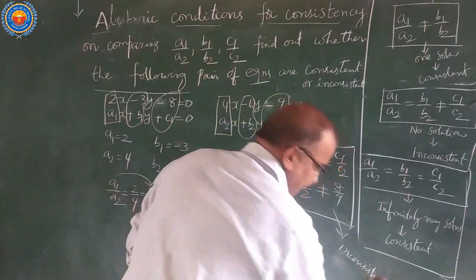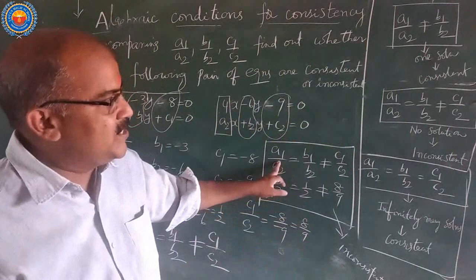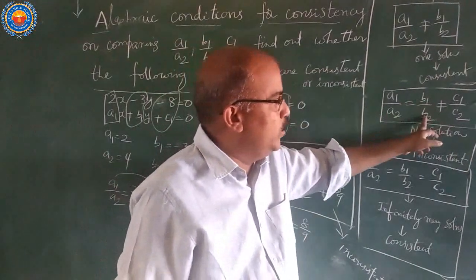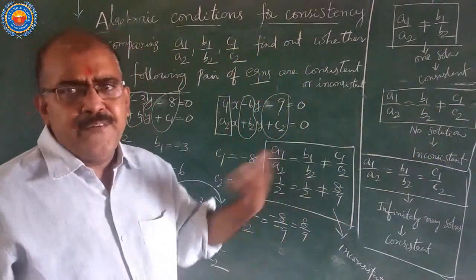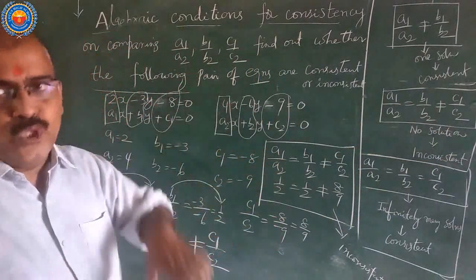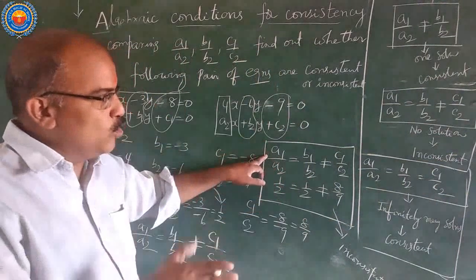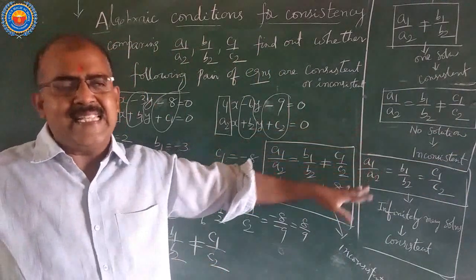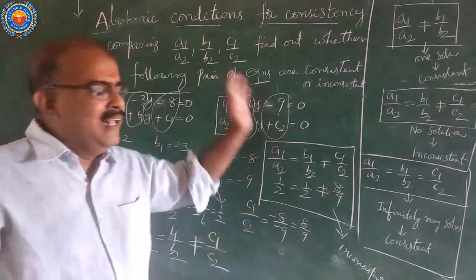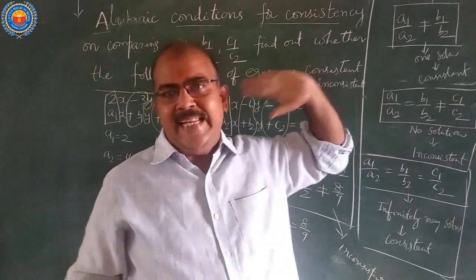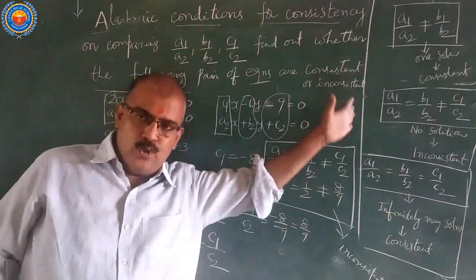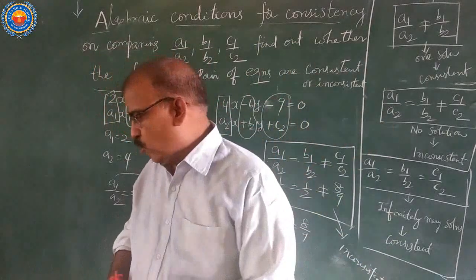From this condition, a1 by a2 is equal to b1 by b2 is not equal to c1 by c2, we can write inconsistent. If they are asking, we can write no solution also. This condition represents no solution. If it is no solution, you can write inconsistent. But they are not asking about no solution, that's why directly we are writing inconsistent. If you want, you can write no solution, inconsistent. There is no problem with that.